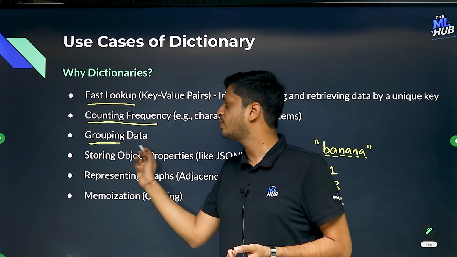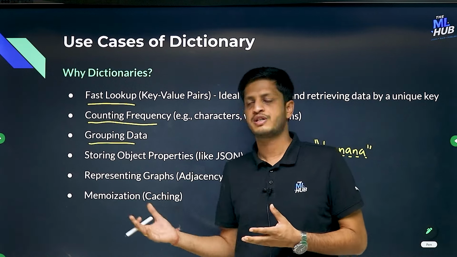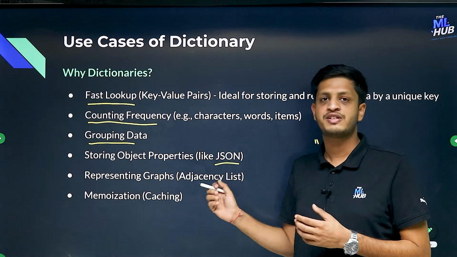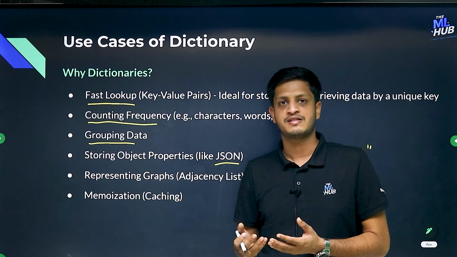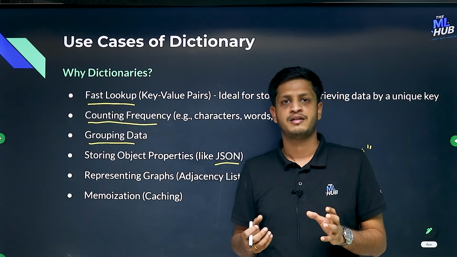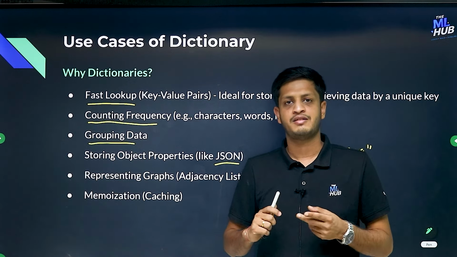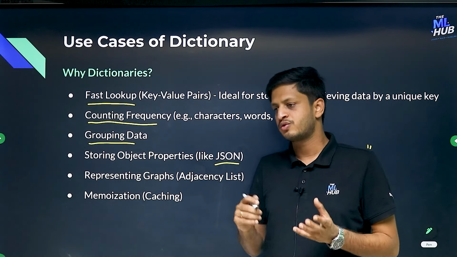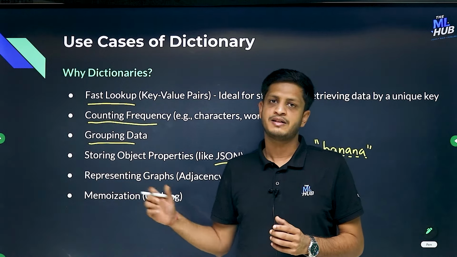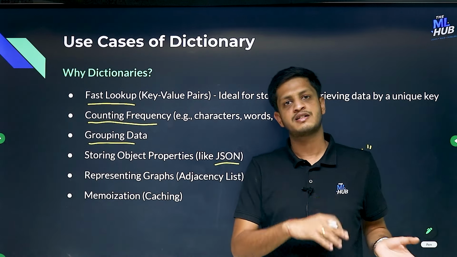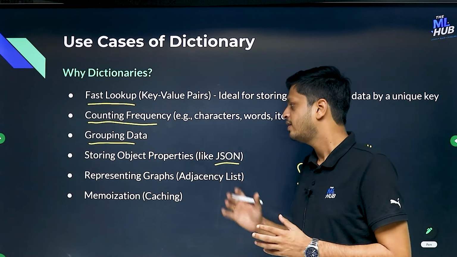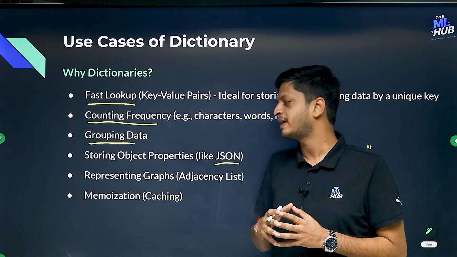If you have to group data together based on keys, you can use dictionaries. Next is storing object properties like JSON. We have seen an example. You can create nested dictionaries. So you have to store properties of a certain object like a person: name, age, height, weight, something like that. To store things like that, in a JSON format, you can use dictionaries in Python. JSON can be converted to a dictionary, and a dictionary can be converted to JSON directly. There are libraries for that.